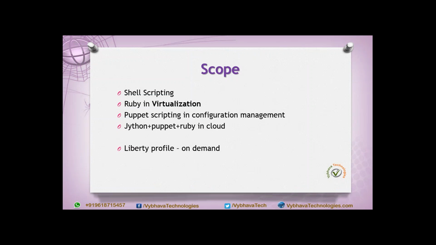So, the scope. Currently everybody is working on automation, and shell scripting is a basic thing. It is limited to the operating system level only. If you look at Ruby, it is more into virtualization. Everybody is looking into virtualization. Now WebSphere is talking about the Liberty profile. That is hot in the market.